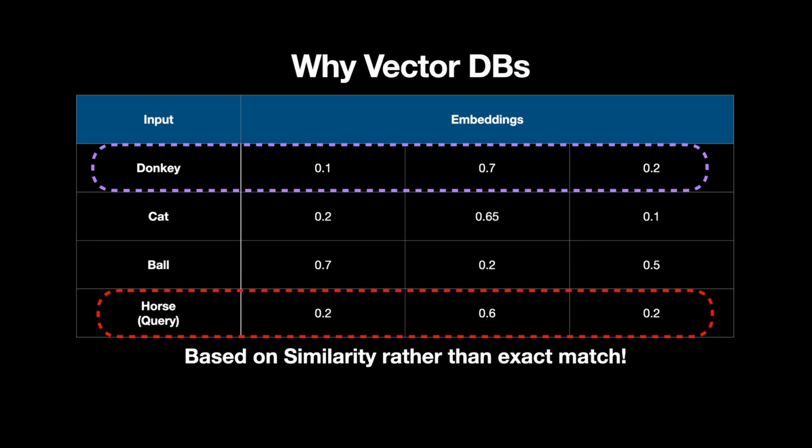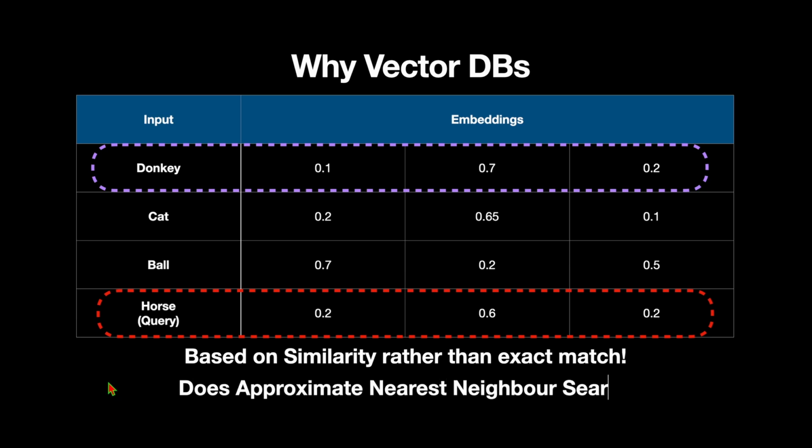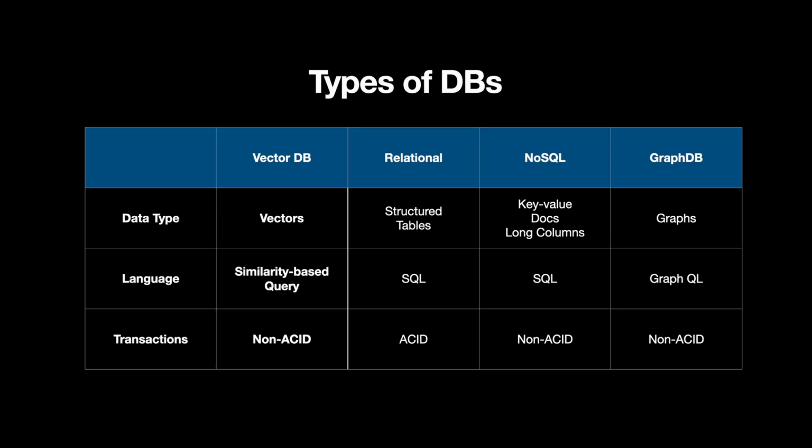So vector DBs are based on similarity rather than the exact match, and it does so using approximate nearest neighbor search. So we will look into the different indexing algorithms that it uses before we actually look into how it does the similarity. Just to get a big picture, let's briefly look at the types of DBs that are available today.